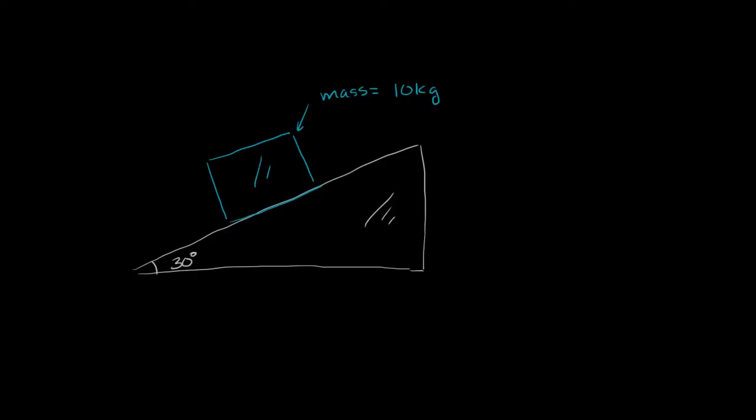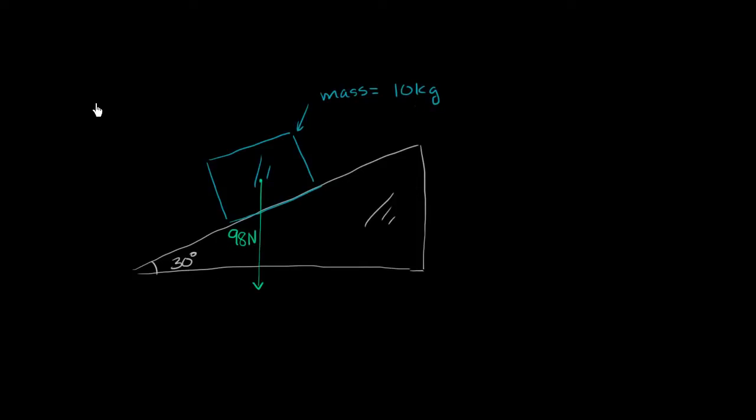Well, if we're assuming we're on Earth, and we will, and we're near the surface, then there is the force of gravity acting on this block of ice. Its magnitude is going to be the mass of the block of ice times the gravitational field, 9.8 meters per second squared. So it's going to be 98 newtons downward.